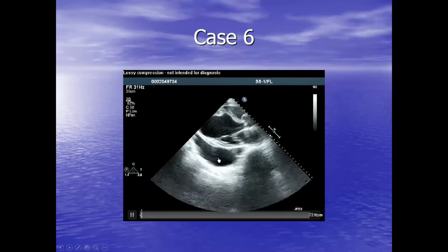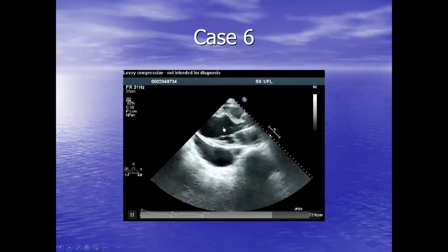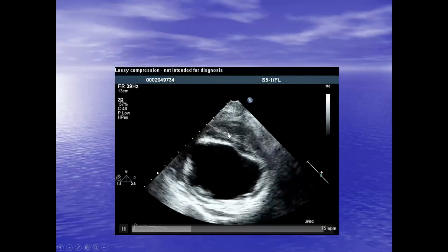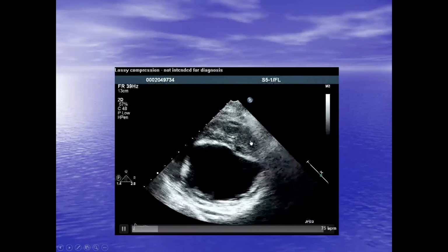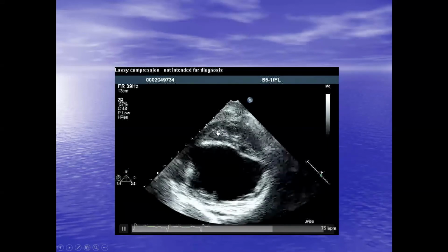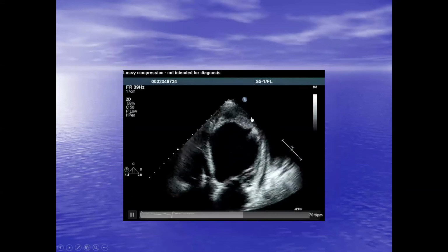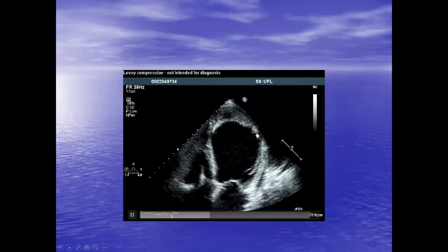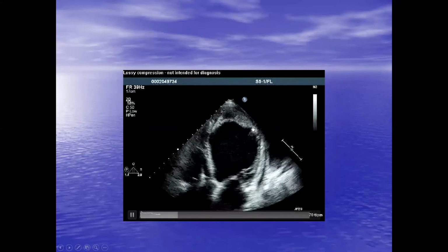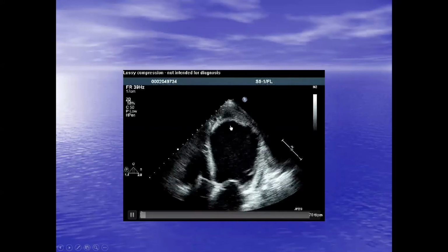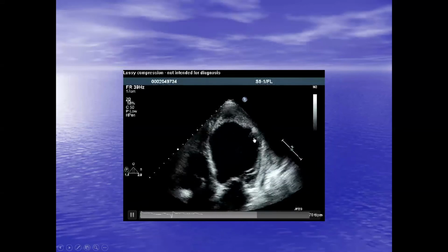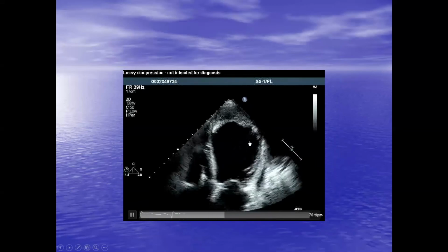We see something, big area of hypokinesis and something that is bulging out here. And we see this on the anterior wall, and we see it all the way in the apex. So this is a large mural thrombus post-myocardial infarction. Very important to pick up because of the risk of embolization.